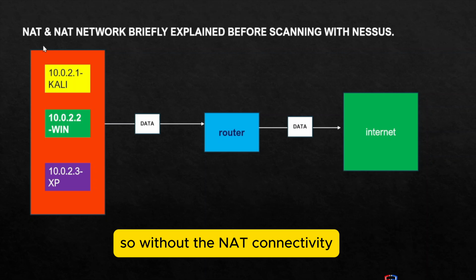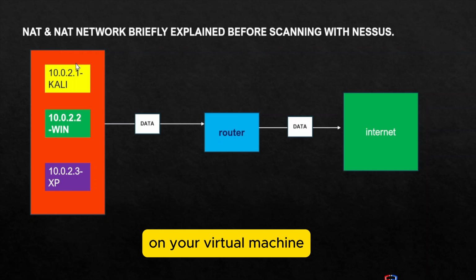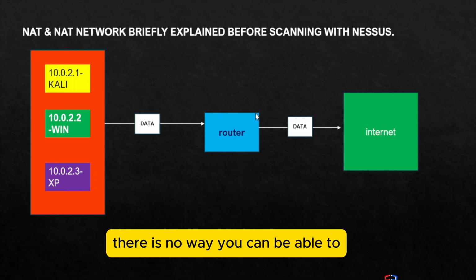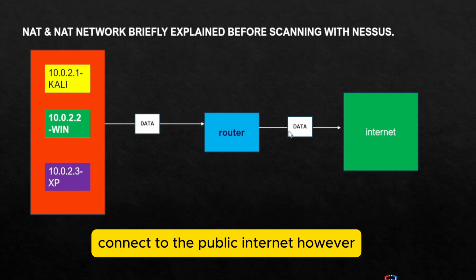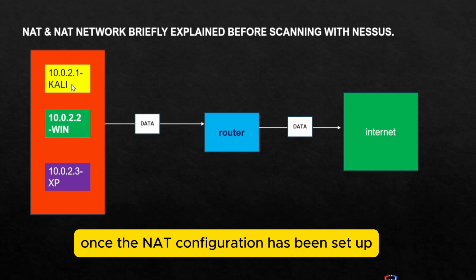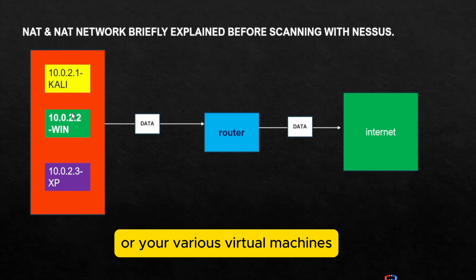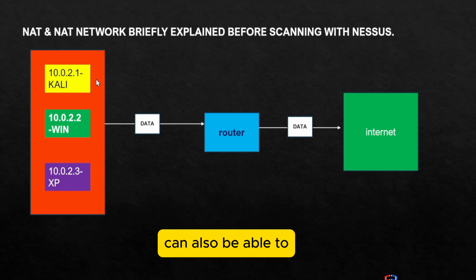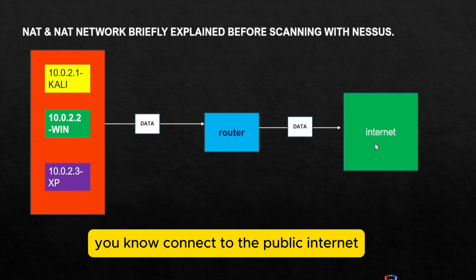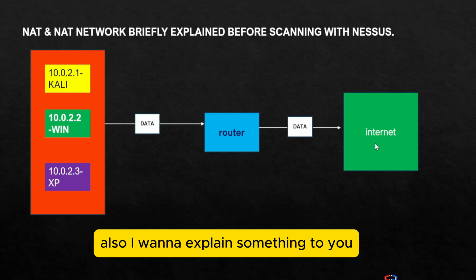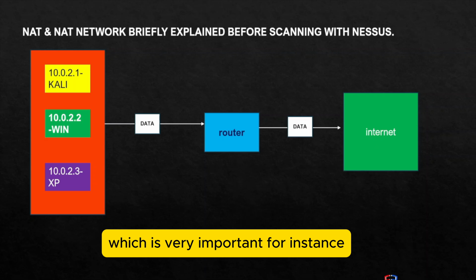Without the NAT connectivity, which I will also show you where you can set up on your virtual machine, there is no way you can connect to the public internet. However, once the NAT configuration has been set up during the process of setting up your various virtual machines, then these virtual machines sitting on the VirtualBox can also connect to the public internet. Also, I want to explain something very important.